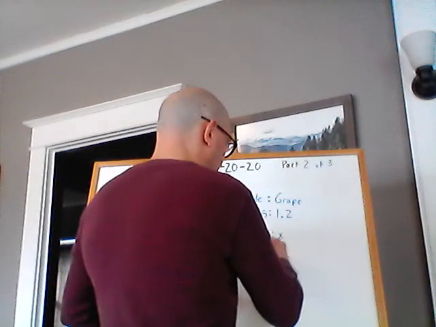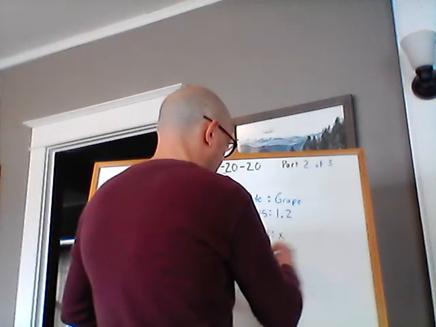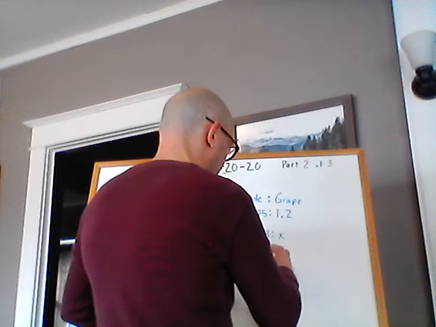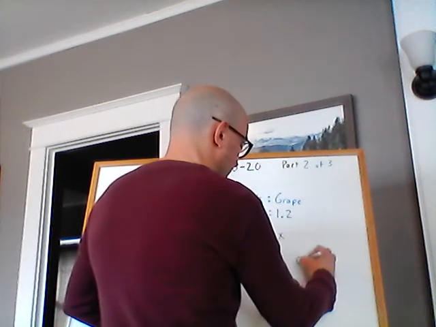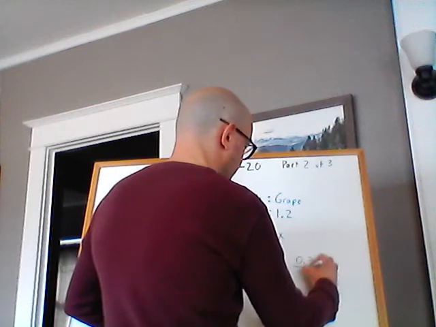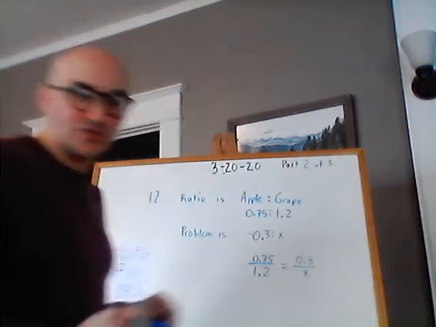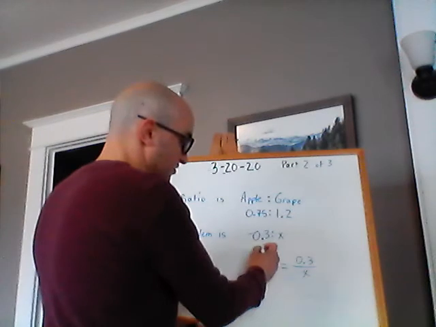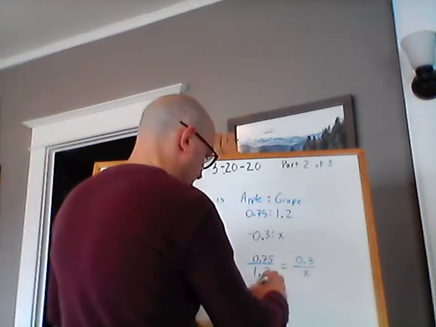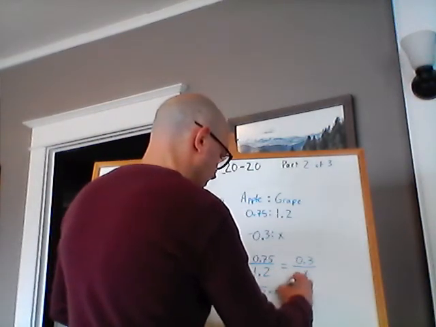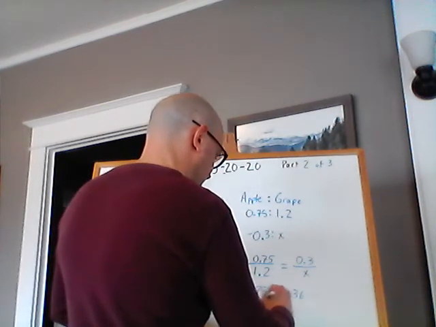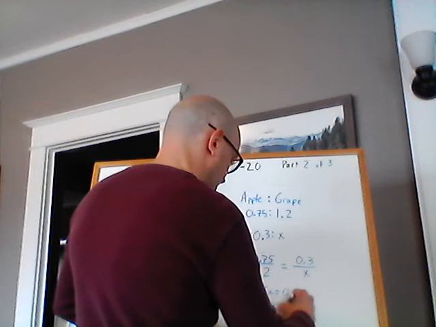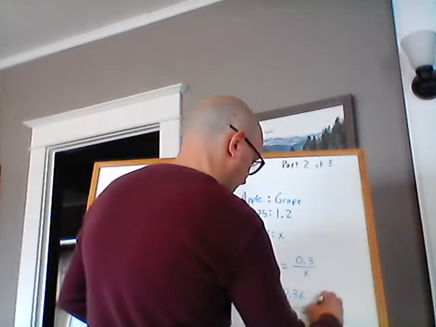Okay, so people ask me all year, can you put decimals in fractions? Yes, you're allowed to, as long as you're using them correctly. And as long as your fractions are set up correctly, there's nothing wrong with it. It's just a little bit hard to recognize. Cross multiplication, 0.75x equals 0.36. So x equals 0.36 divided by 0.75.